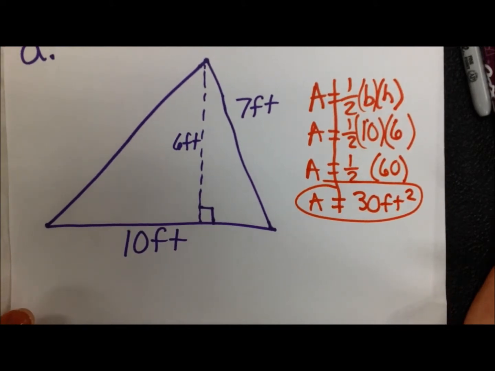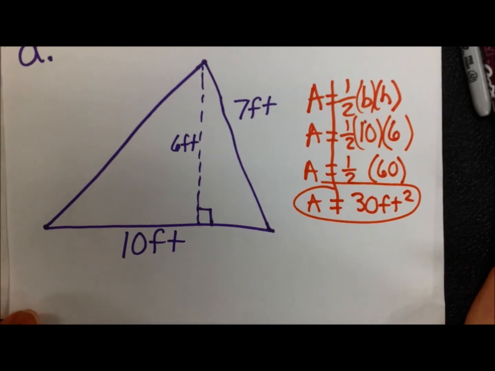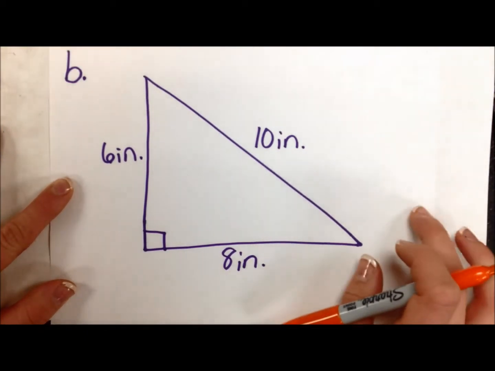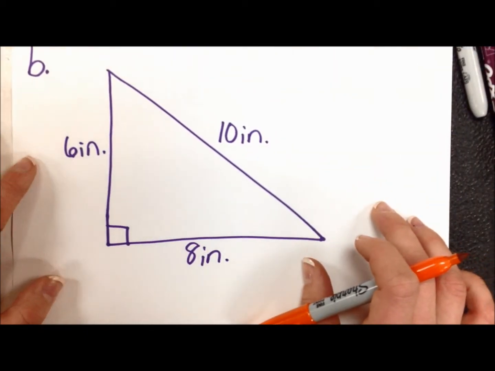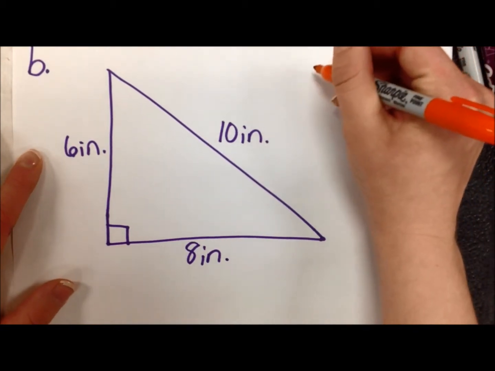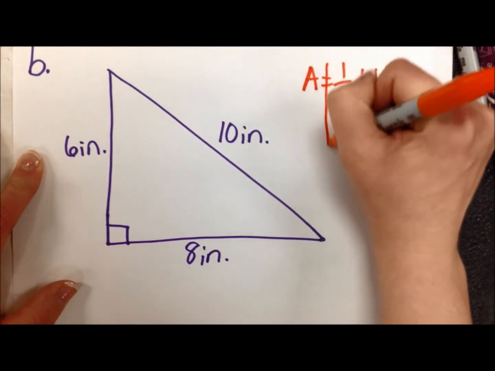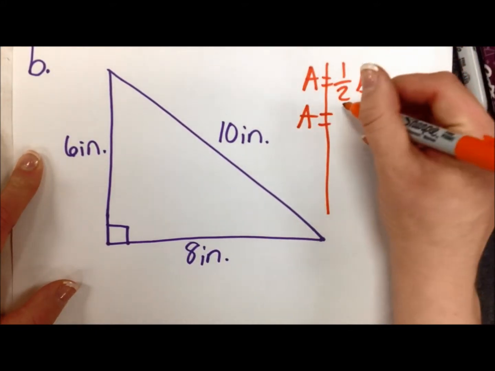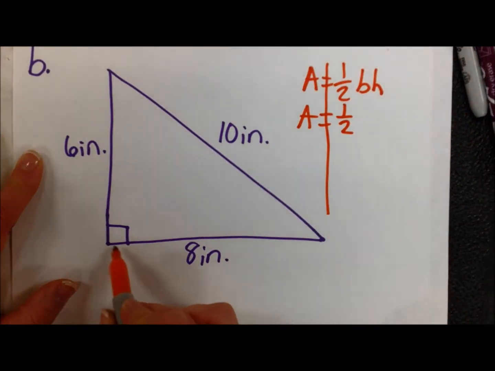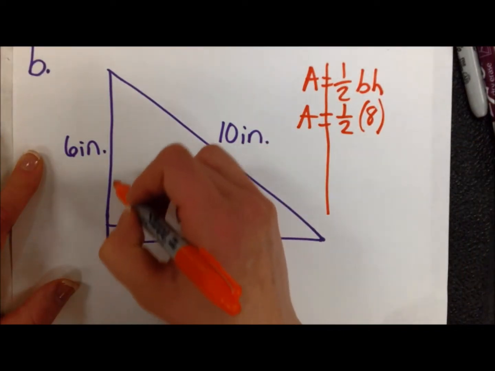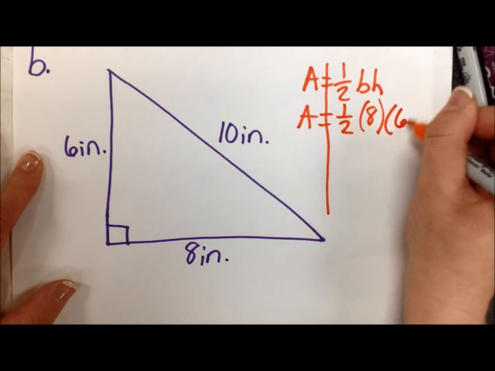Remember to feel free to pause at any time if you'd like to record down the steps that I did. Practice problem B is another right triangle. I'm going to move it over a little bit so I have more room to write. Again, I start with area equals 1/2 base times height. Area is equal to 1/2, and my base would be 8. And my height, since I have no dotted line, is the one going up, which would be 6.